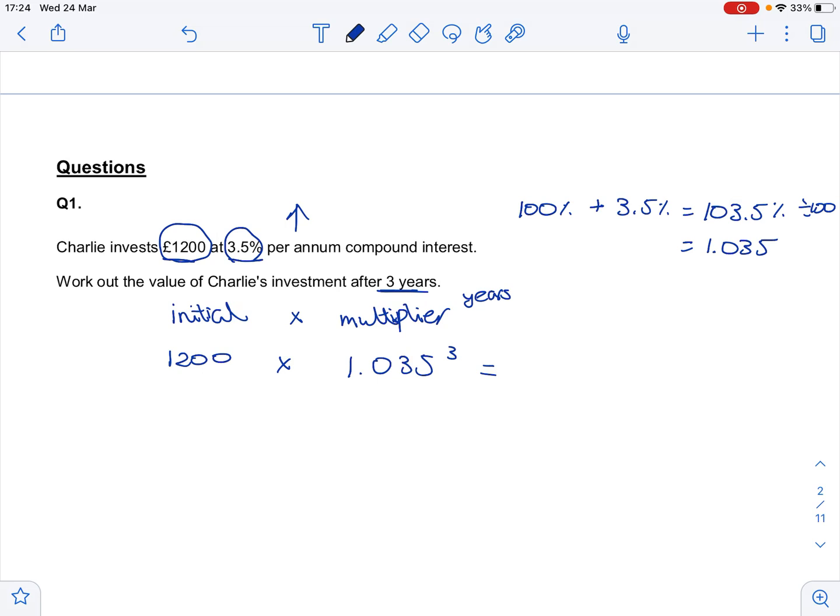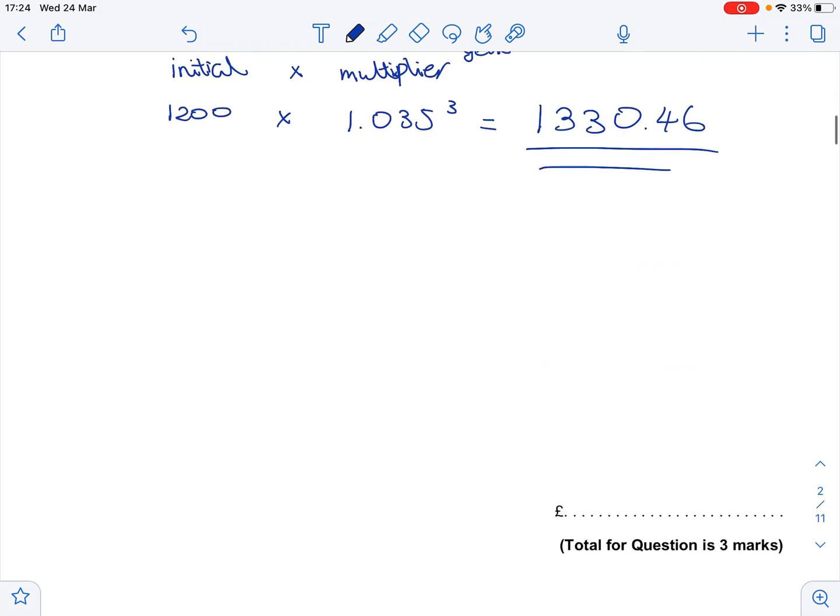Then type into your calculator, you should get 1,330.46. So this is your solution.